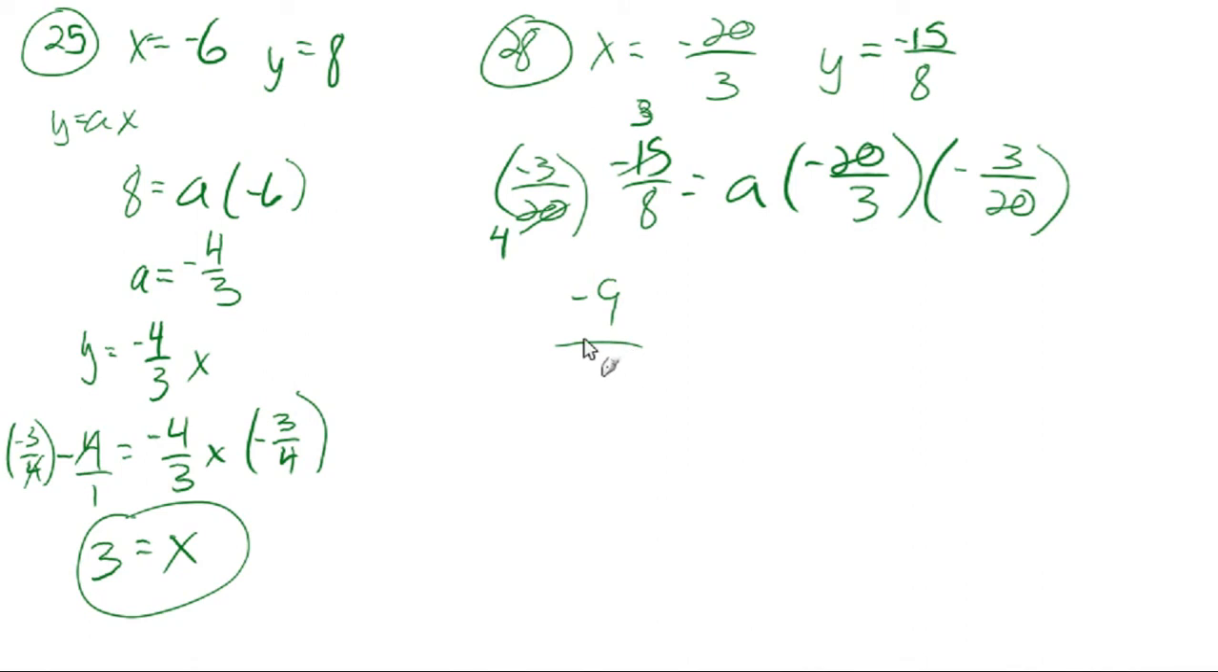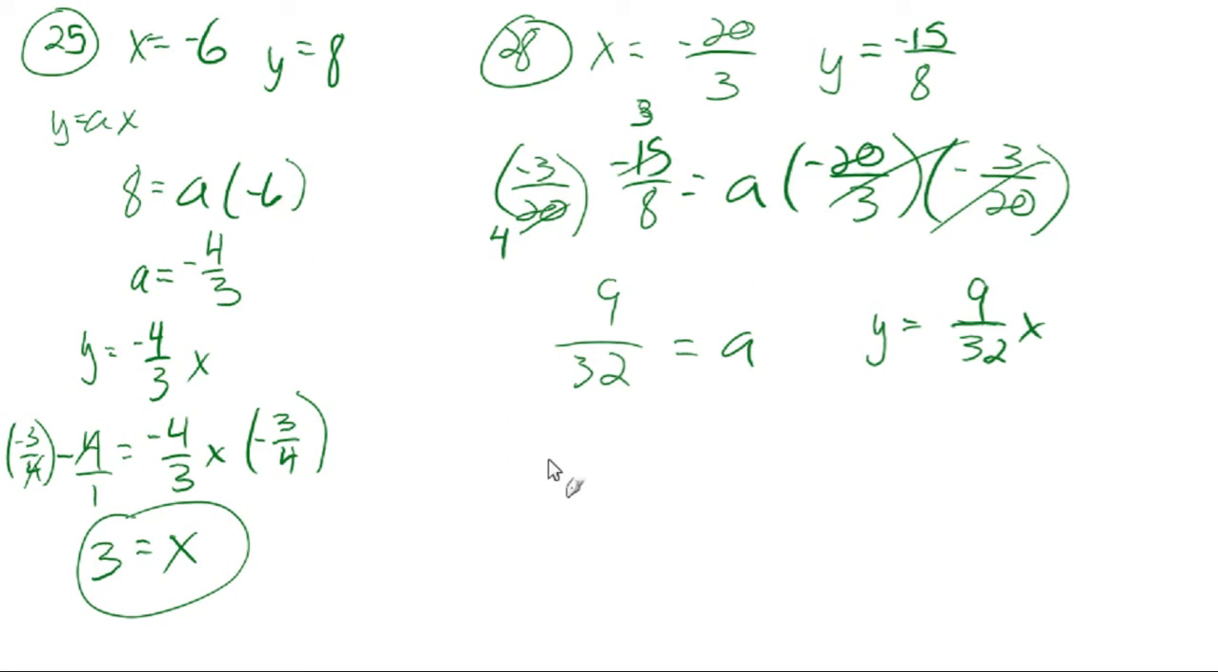Number 8 times 4 is 32. Let's see. This is negative 3 times negative 3. This is a negative, so this should be a positive 9. Let me erase that negative. And on this side, they just canceled each other out. So a is 9 over 32. So y equals 9 over 32 times x. That is our equation.